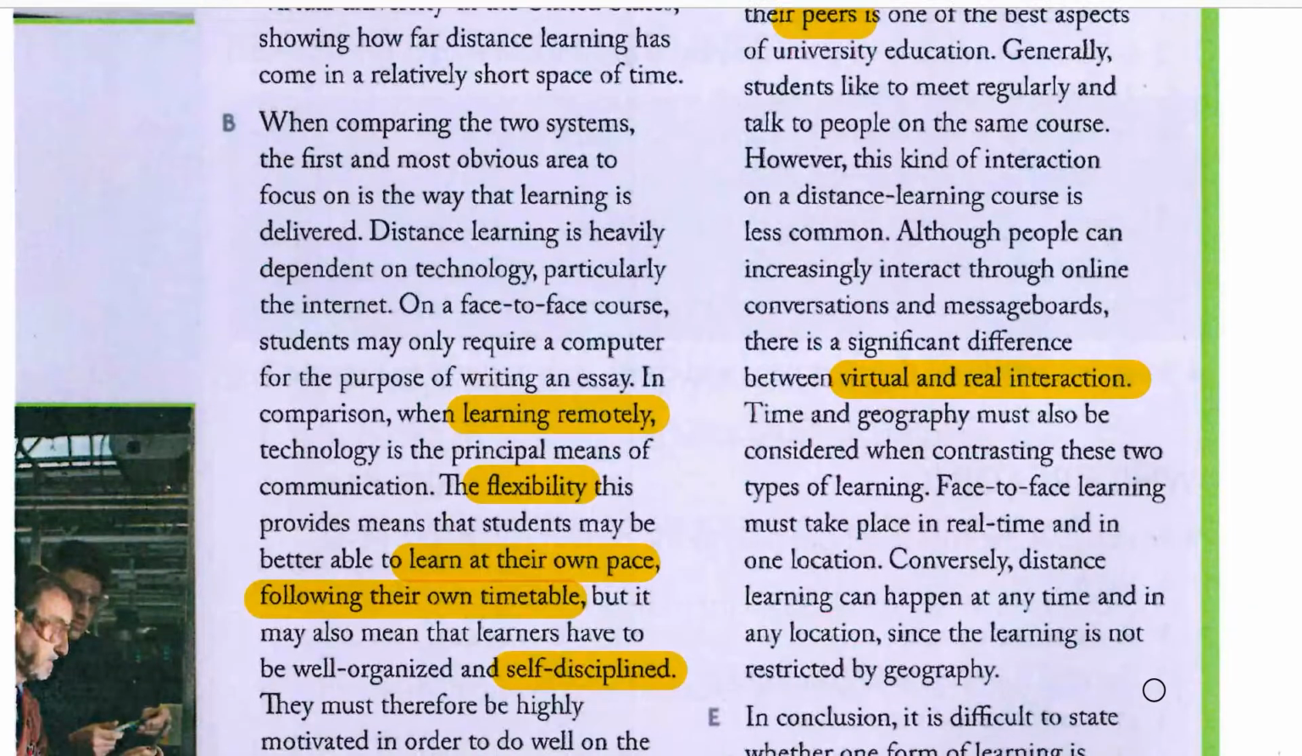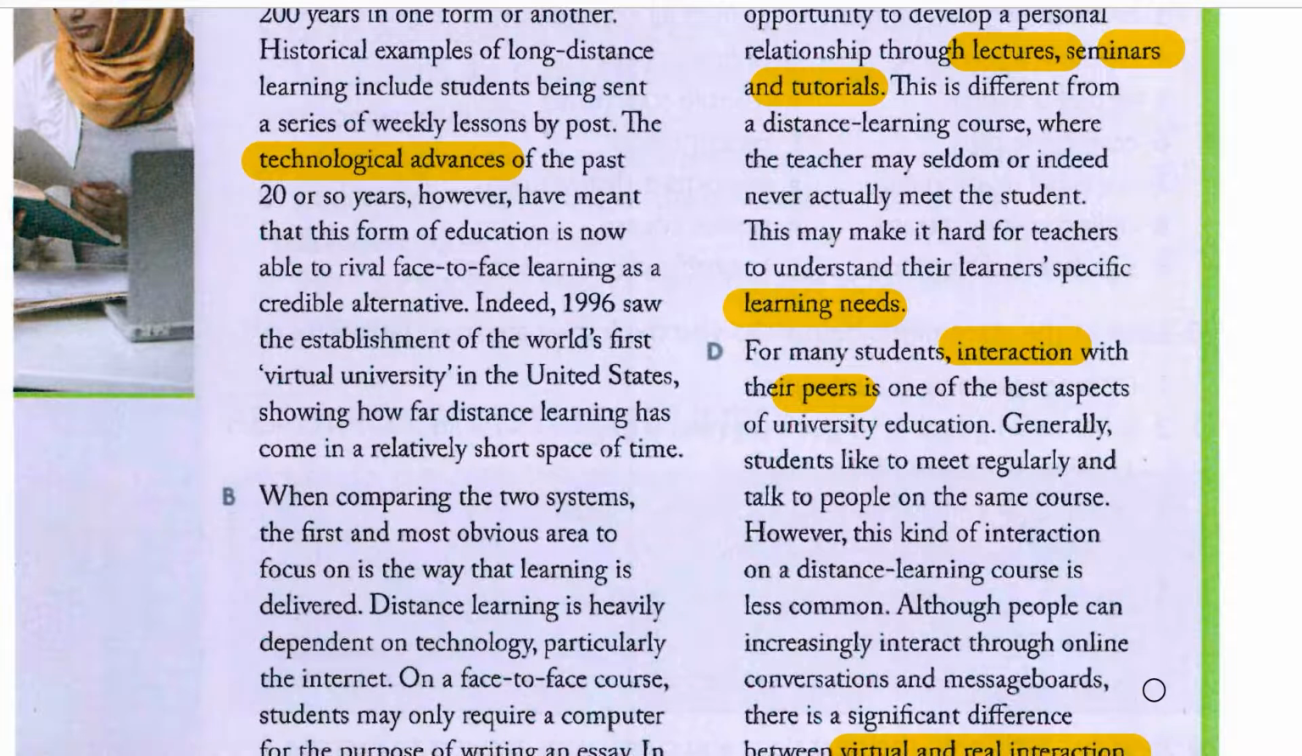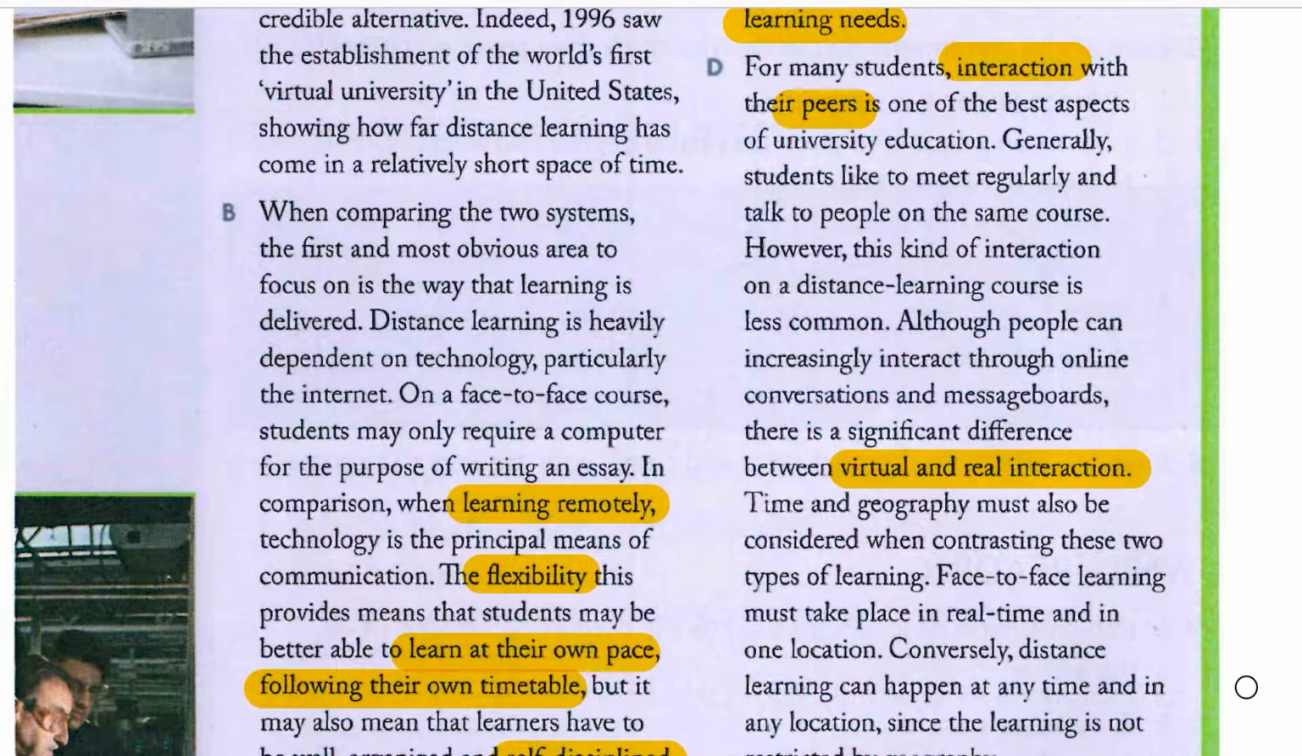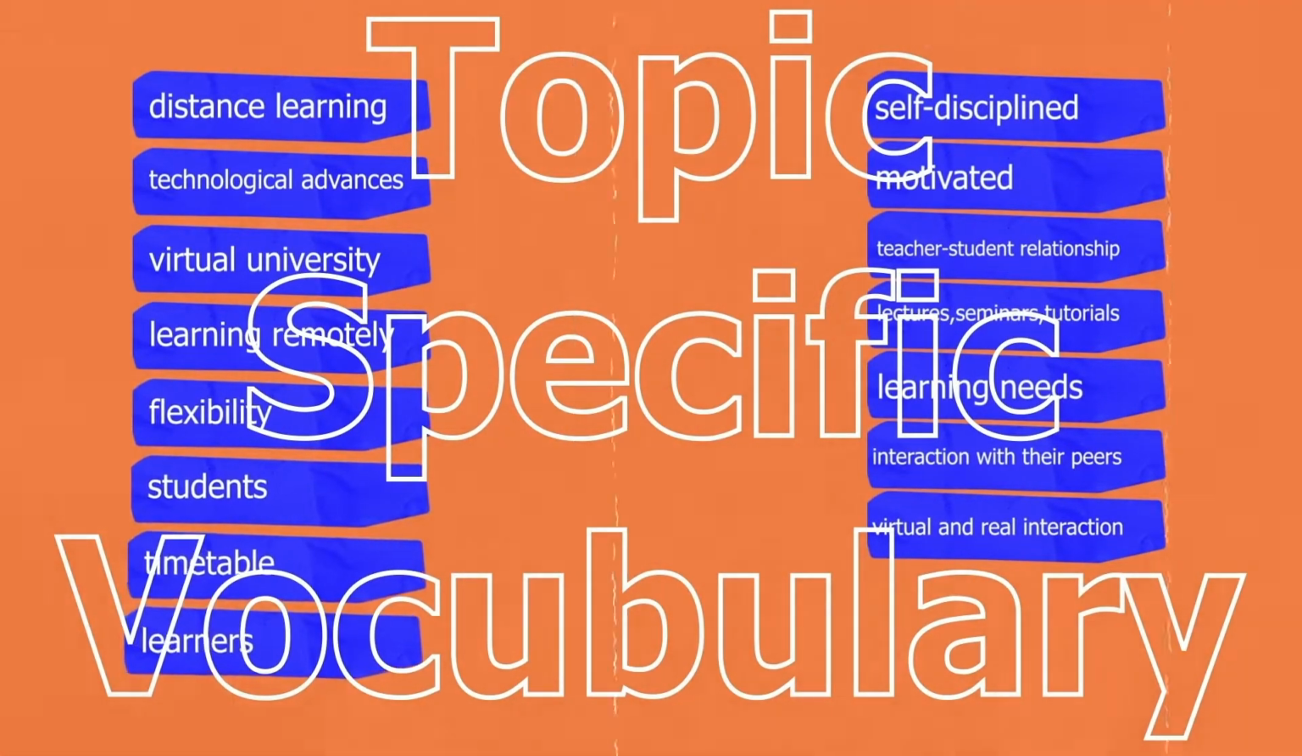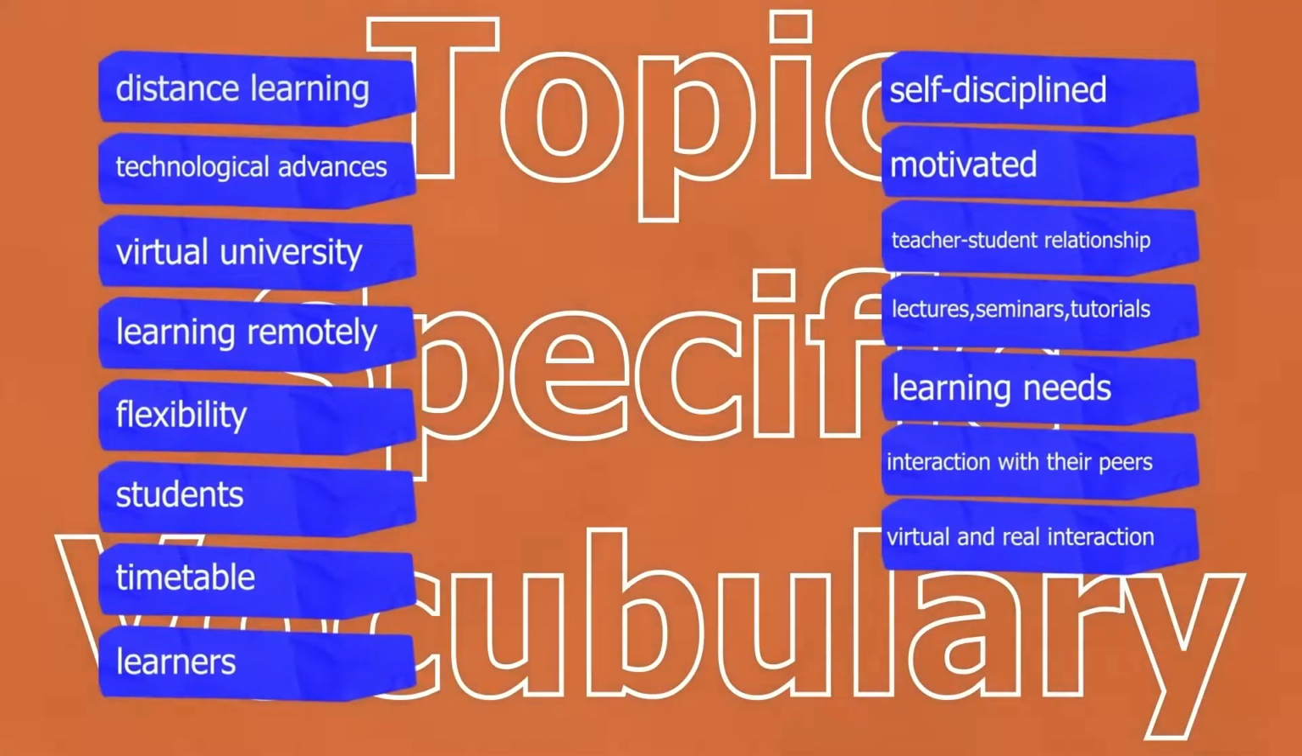As you guys can see, I have highlighted dozens of different words and word combinations that you could use. These are all very relevant and connected to the topic of our essay. So this is what I call topic-specific vocabulary. As you've seen from this article alone, I could find highly relevant and useful vocabulary.